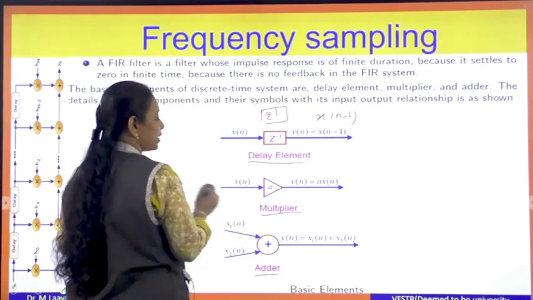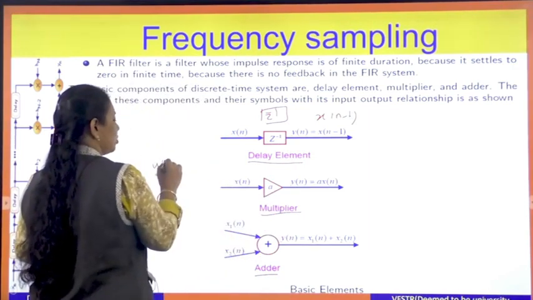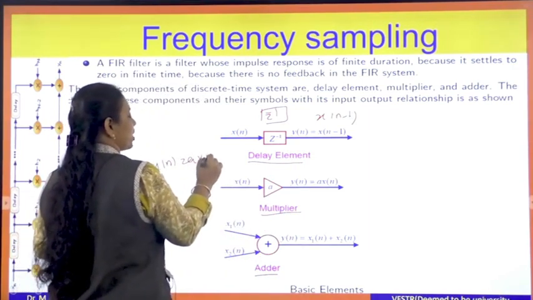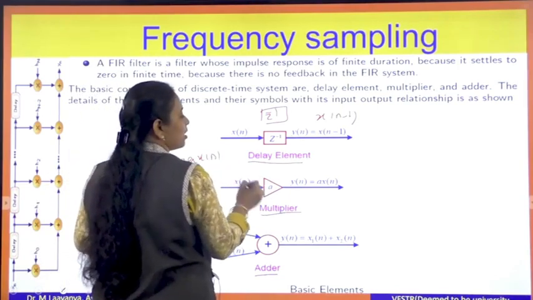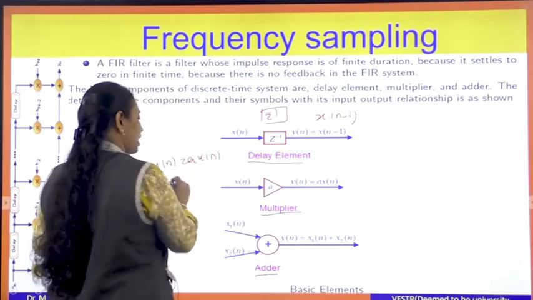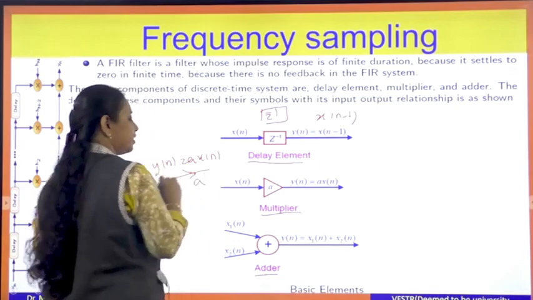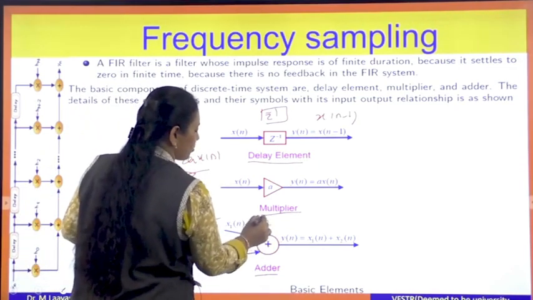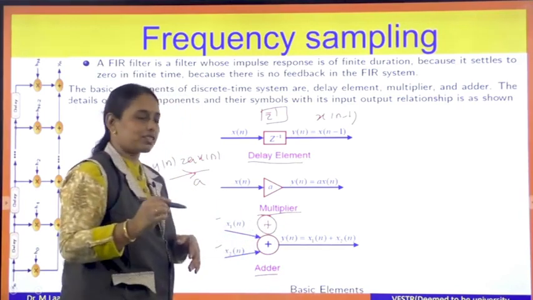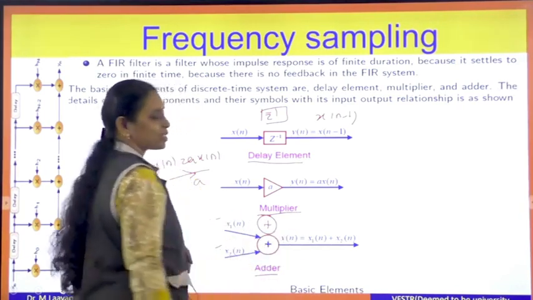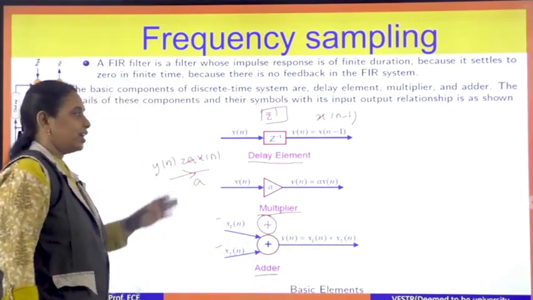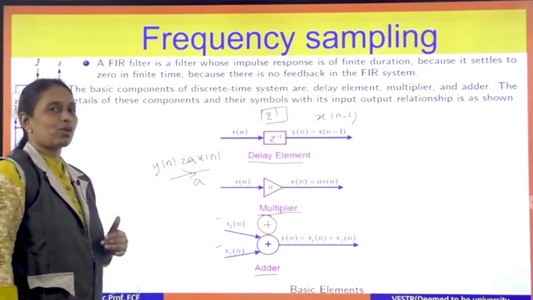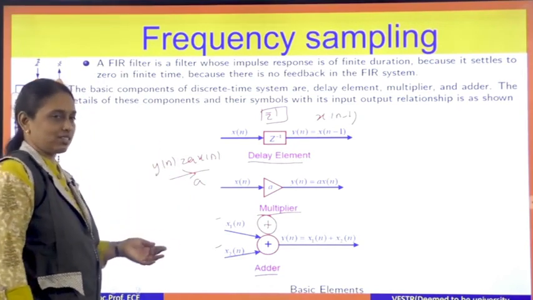Similarly, if I want to multiply, y of n is equal to a into x of n. I can represent the multiplication with an inverted triangle, or I can simply write a. And finally, if I want to add two signals, x1 of n plus x2 of n, a summation represented by a circle is required. These are the basic building blocks of FIR filter structure.